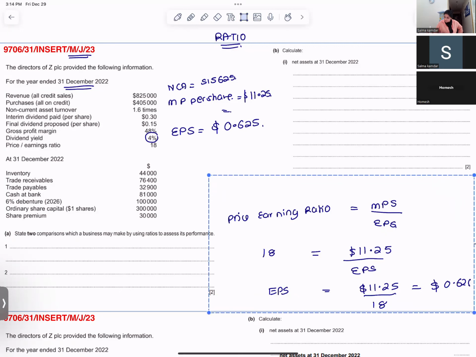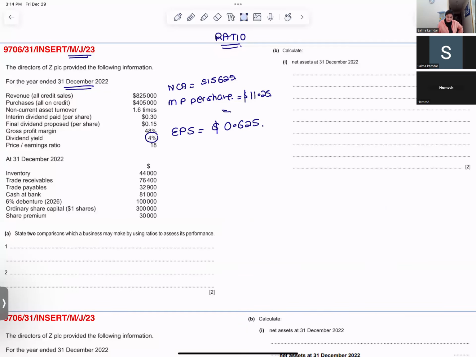Yeah, miss. So you saw with the help of the formulas, we found out some missing information which will definitely be used. Even if it is not used, we will try and find out. Now at the year end of 31st December 2022, I have some information given. This is current assets, current liability, non-current liability, and this is equity.